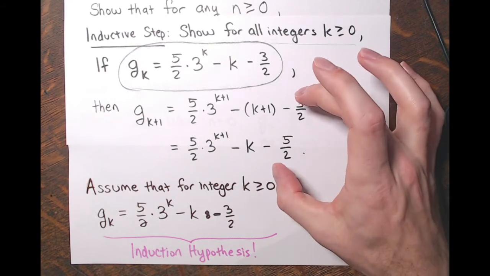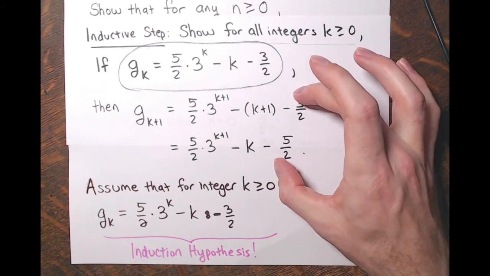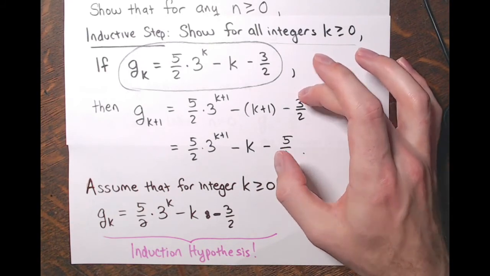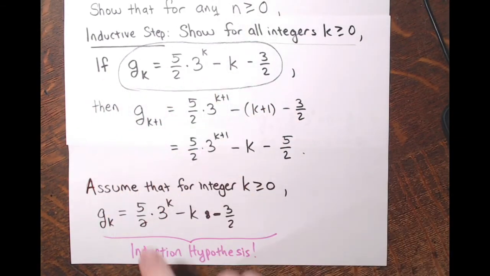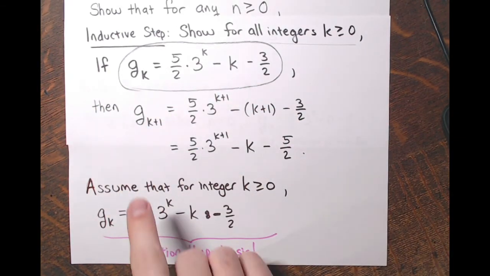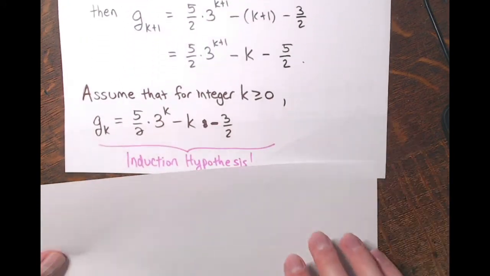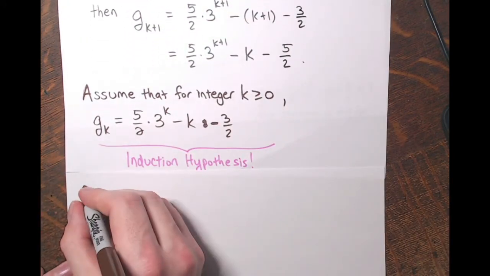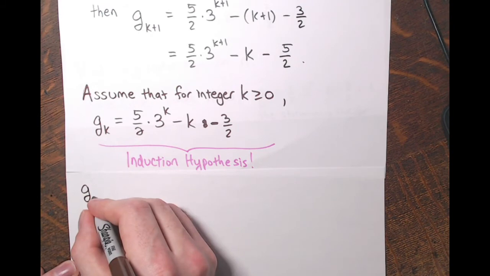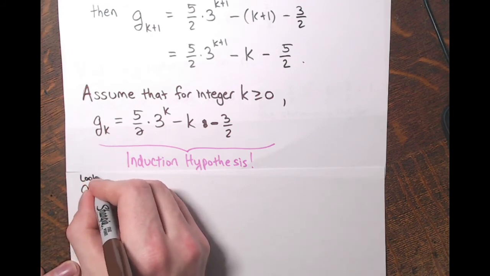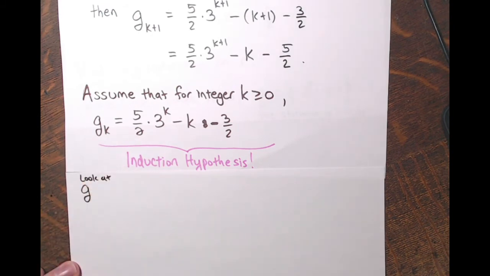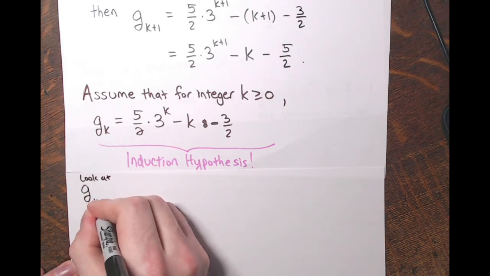Now again, if you're trying to show this, you can't use it. You can't start with it. You either got to start with one side or start with the other side and work your way to the other side. So I'm going to start with the left here. So let's look at the term g sub k plus 1.